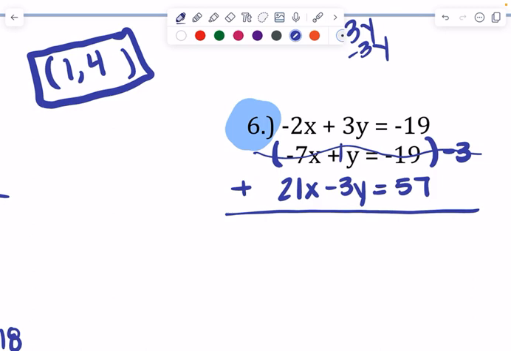So straight down, negative 2 plus 21, 19x. 3y plus negative 3y cancels, eliminates, nothing there. Equals negative 19 plus 57, 38. Divide both sides by 19 and get that first variable.